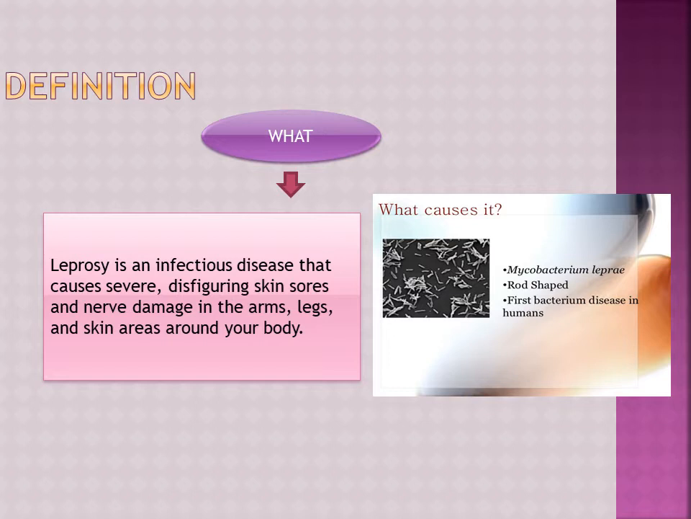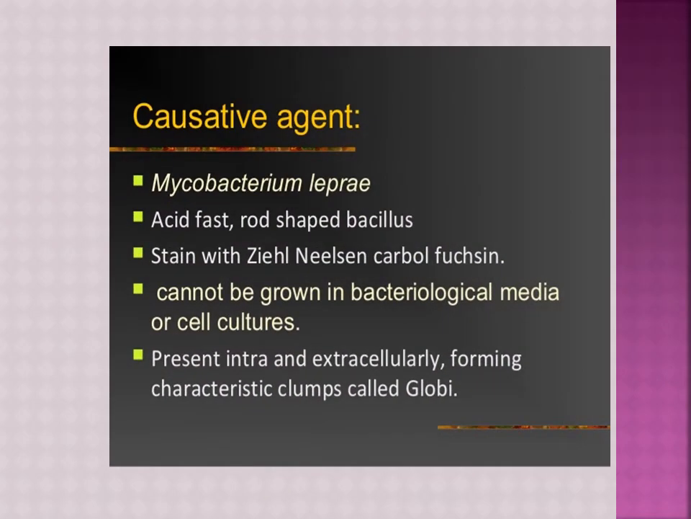Leprosy is an infectious disease that causes severe disfiguring skin sores and nerve damage in the arms, legs, and skin areas around your body. The causative organism is Mycobacterium leprae. Like TB, Mycobacterium tuberculosis, leprosy has the same kind of microorganism. It is an acid-fast rod-shaped bacillus, and you can identify this Mycobacterium with the Ziehl-Neelsen stain.